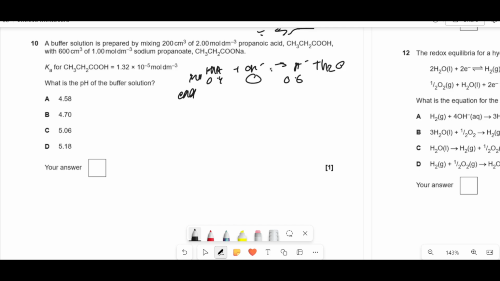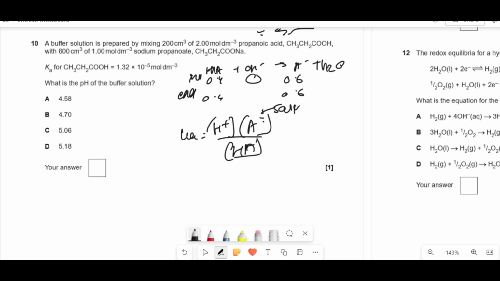The reason I write like this is because then I can see visually that if they've added a base, those two would react, so there's got to be an end as well. So at the end, it's also 0.4 and 0.6. Now, we need to decide which Ka formula we're going to use. It's going to be H plus and A minus. It's not the H plus squared one because the A minus is the salt.